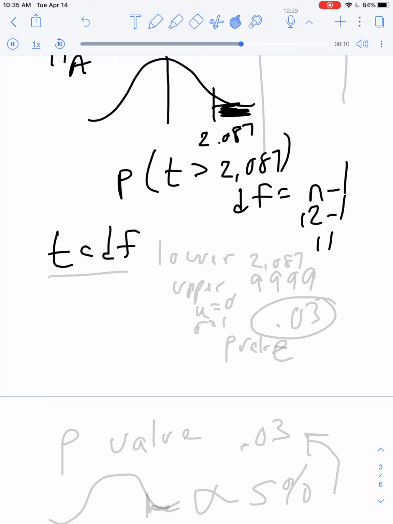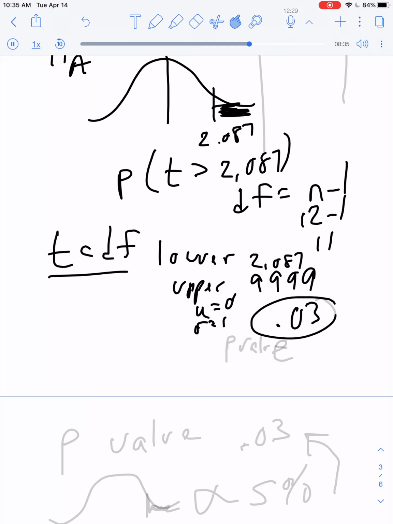That's what I have. But what you're going to get here is when you put the TCDF in, your lower, I can type lower, is 2.087. Your upper, put in a big number, and then you use for mu 0, and for the standard deviation you put down 1. That then gives you a probability of 0.03. That is your p-value.